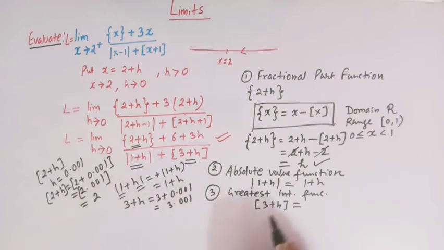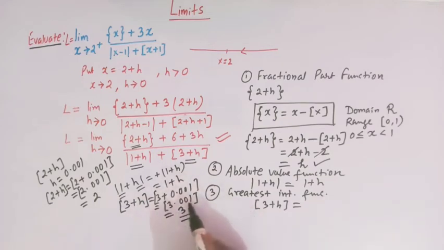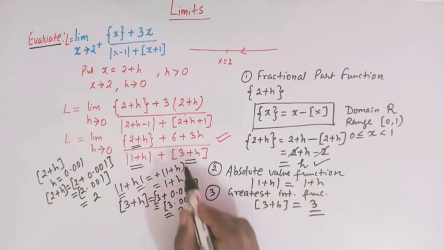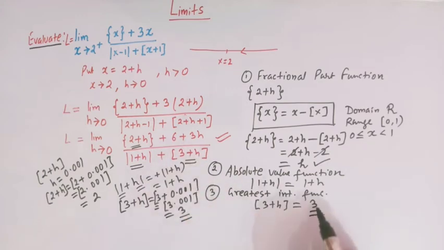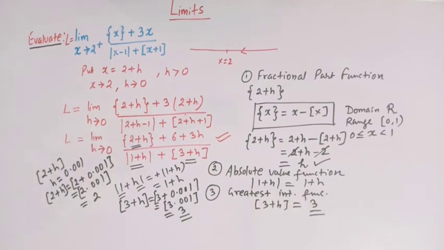3.001, right? So what is the greatest integer of 3 plus h? The greatest integer of 3.001 is simply 3, right? This is due to the definition of the greatest integer function. So the greatest integer of 3 plus h is 3, and we can replace this quantity by 3, right?